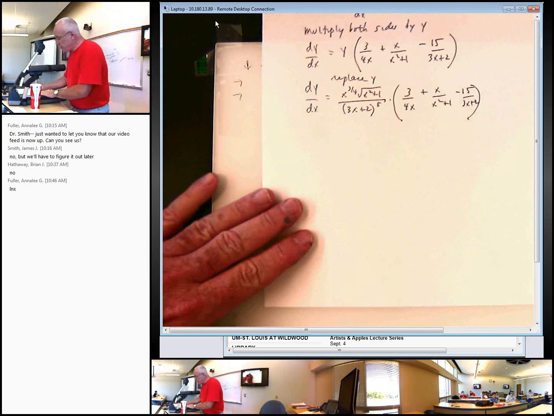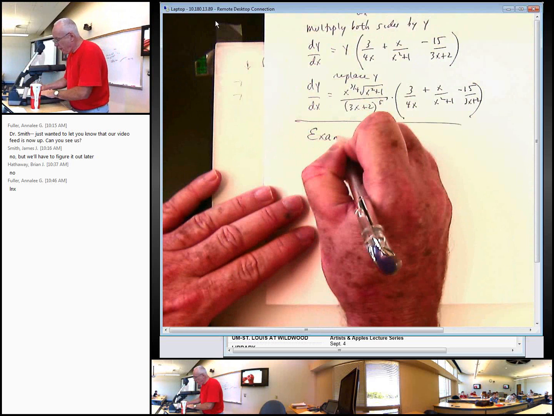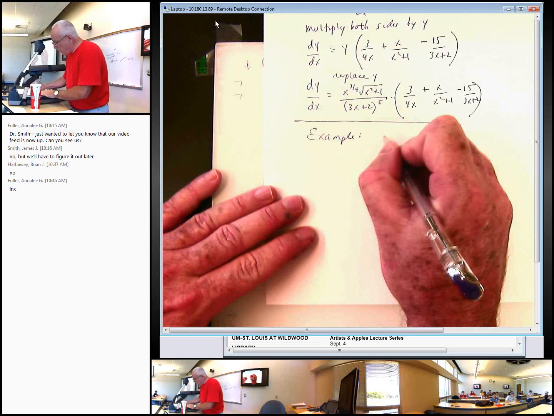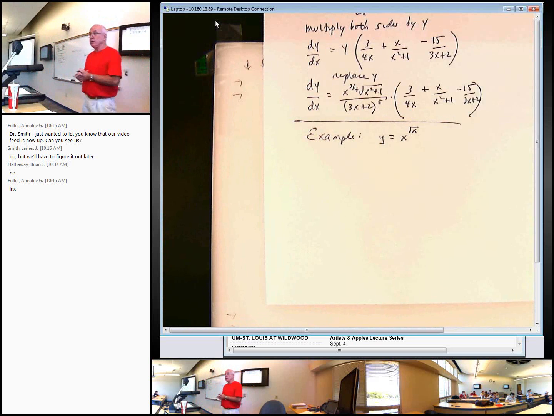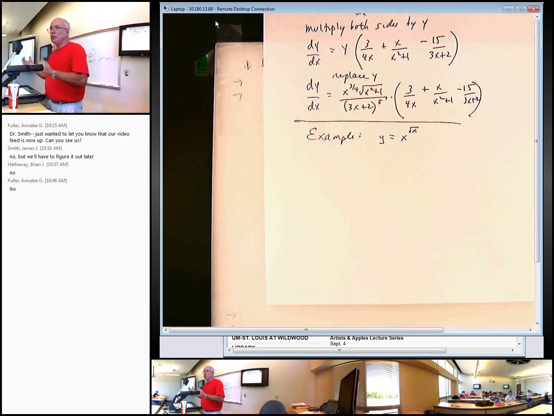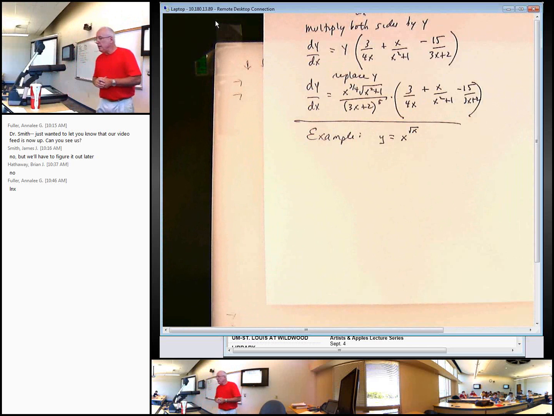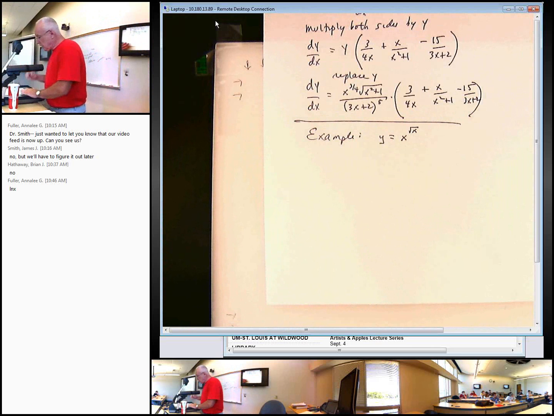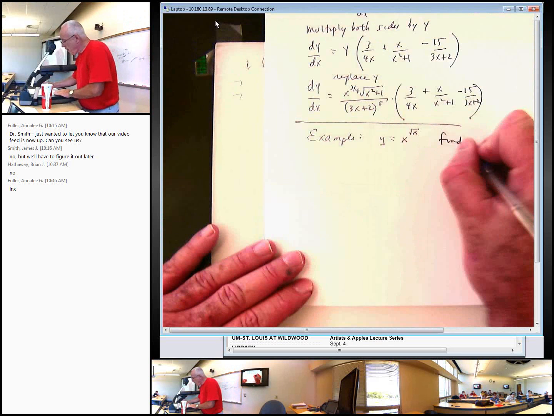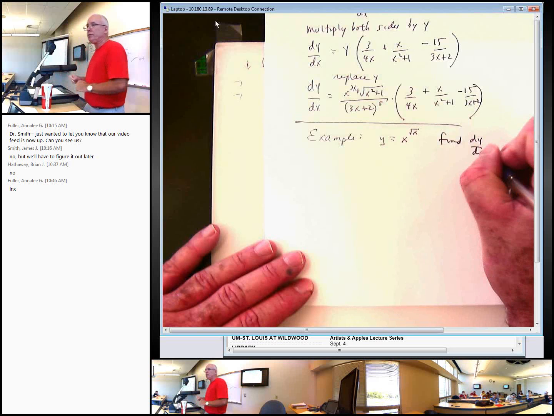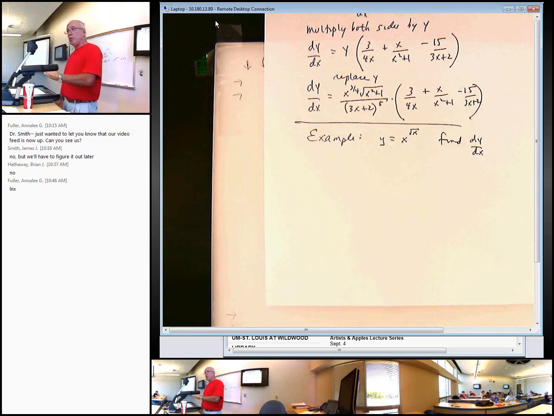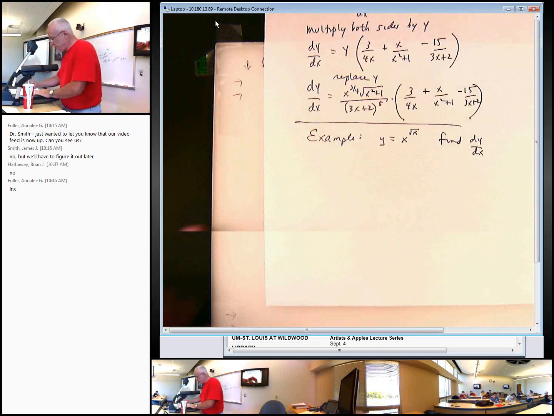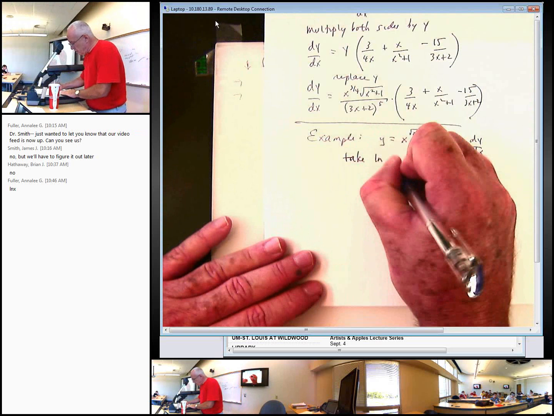Let's do one more example here of this. Example, here we're given that y is equal to x to the square root of x power. So that's kind of a strange looking function, because usually we're used to x squared or something like that. Here it's x to the square root of x, and we want to find the derivative dy dx. Now, you can see here, hopefully, that if we do the natural log of both sides, that square root of x is going to be able to be moved down. Okay? So let's take the natural log of both sides.